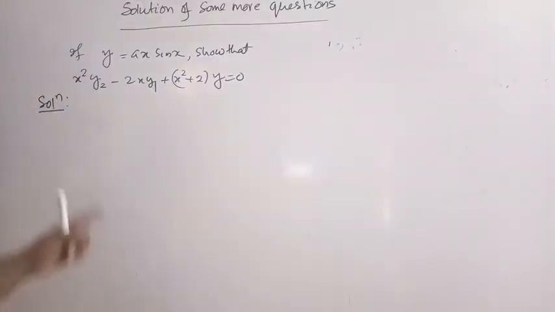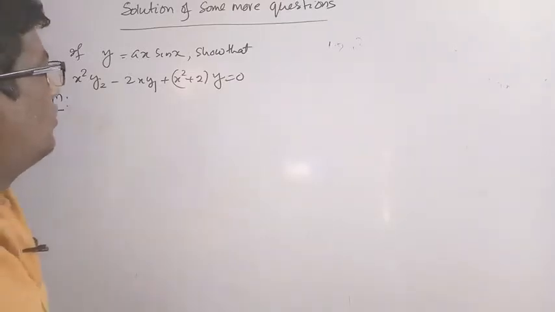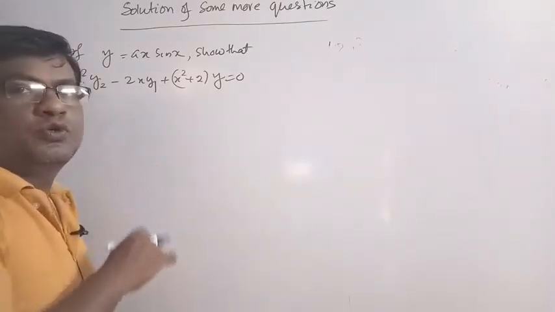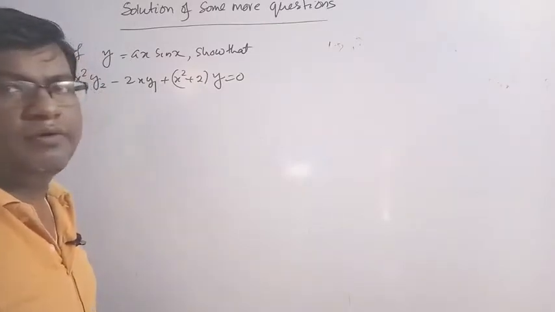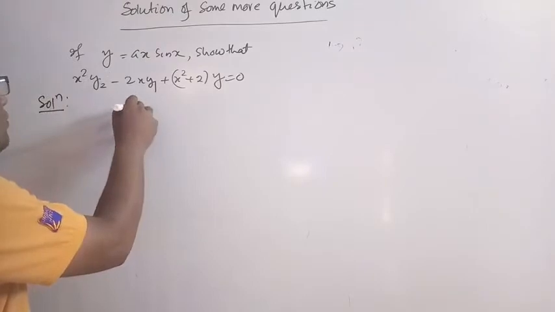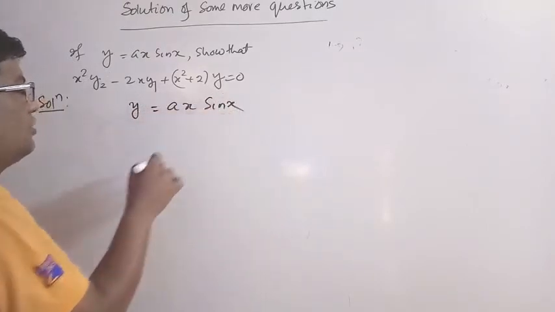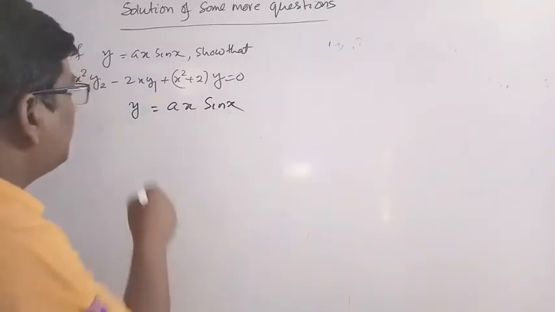Okay. So y is equal to a x sin x, then prove that x square y2 minus 2x y1 plus (x square plus 2) into y is equal to 0. So here y is equal to a x sin x. Differentiate to find y1.